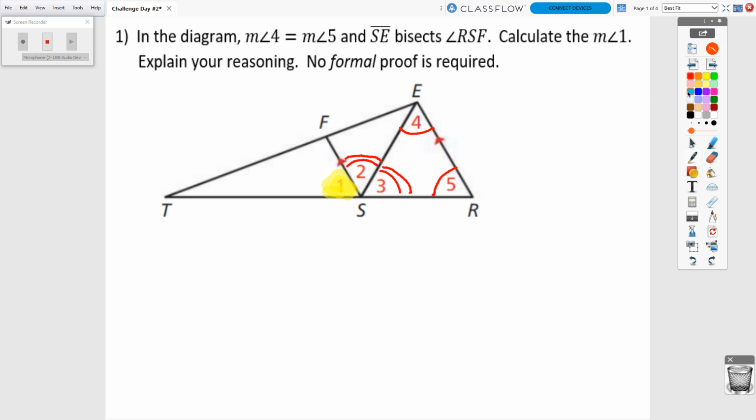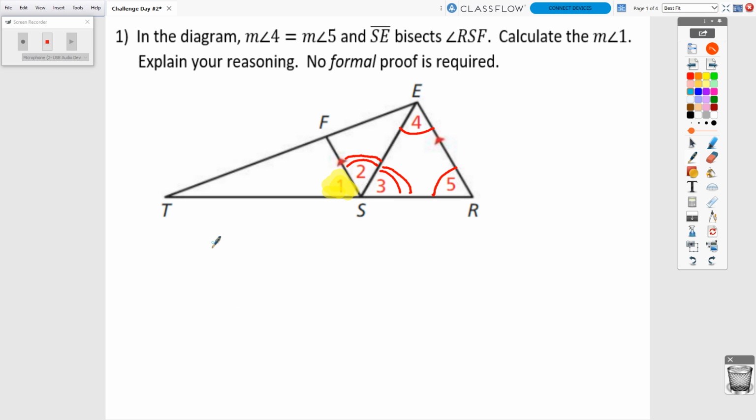Now, some things to point out. We know that angles 1, 2, and 3 all added together, because they use the same vertex point here, have to add up to be 180 degrees by the straight angle postulate. But we don't know how big angle 2 or 3 is. We just know that they're the same value as each other. So here's where we're going to start doing some exploring. All right. And I said no formal proof is required here, so we're not going to necessarily write a statement and a reason and a statement and a reason, but I will kind of present it that way just a little bit.